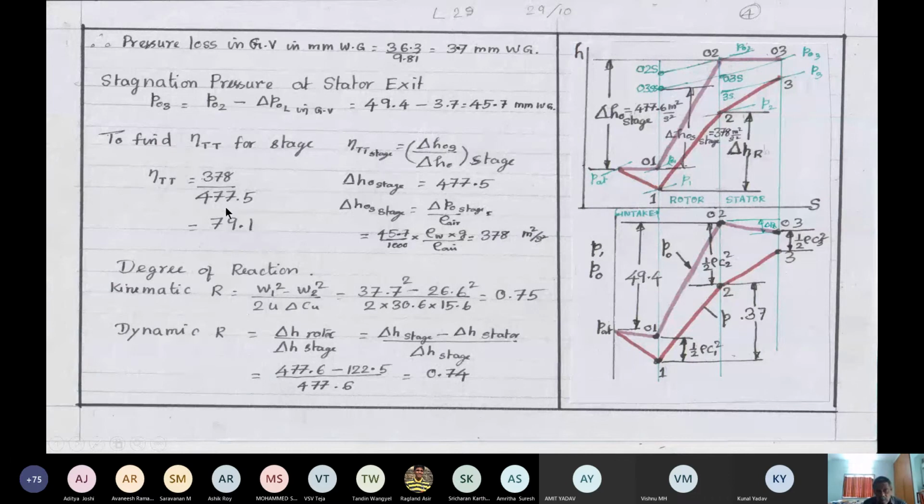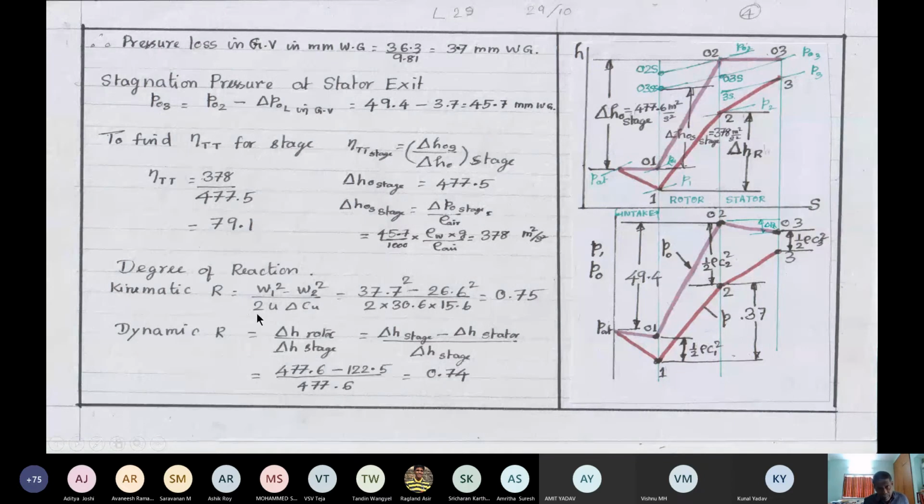Now, the last one we were asked to find out is the degree of reaction. So degree of reaction, directly from the triangle, I may call it kinematic degree of reaction, because we are using the velocities. So it is W1 square minus W2 square by 2U into delta CU. Okay, so W1 square minus W2 square, that is the pressure or enthalpy change because of velocity, divided by the specific work, U into delta CU. So you get the reaction as 0.75.